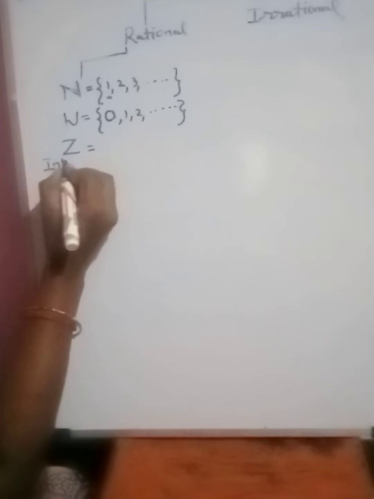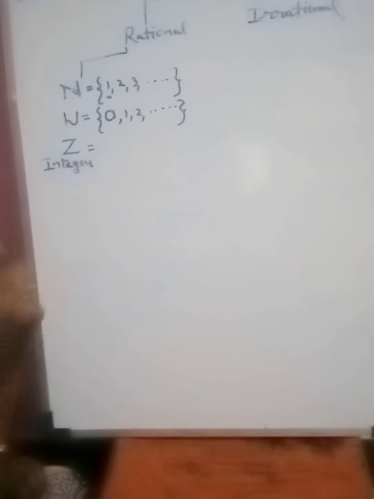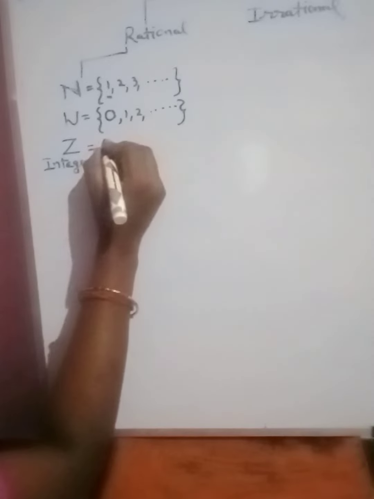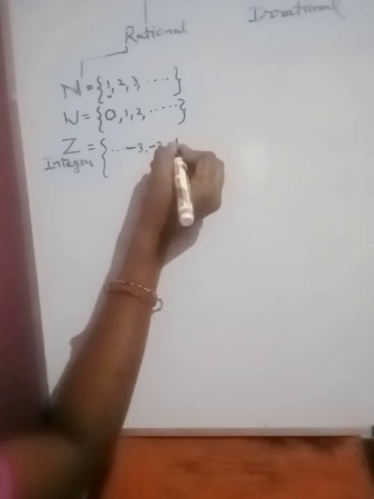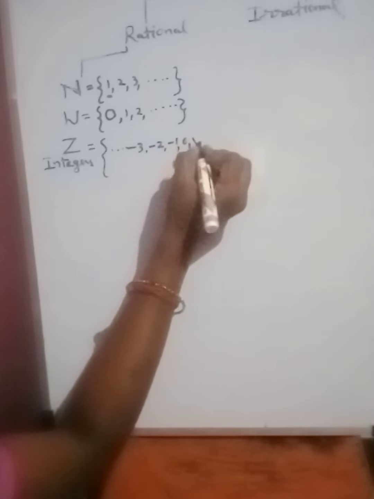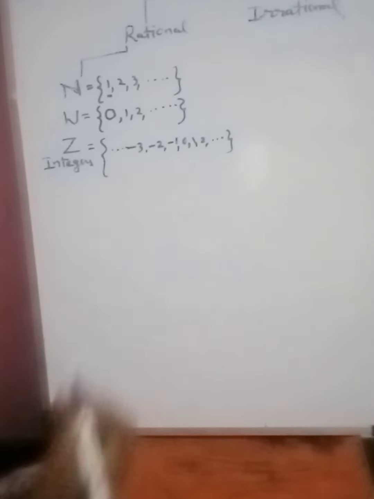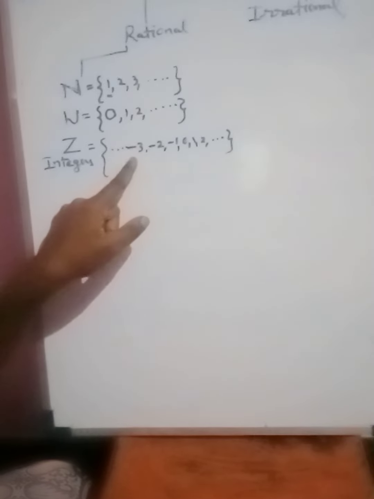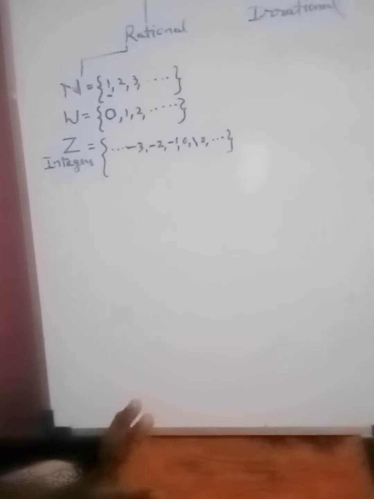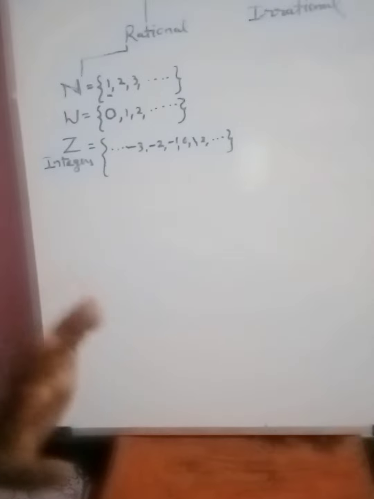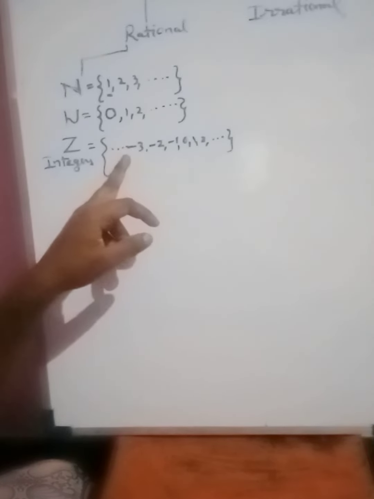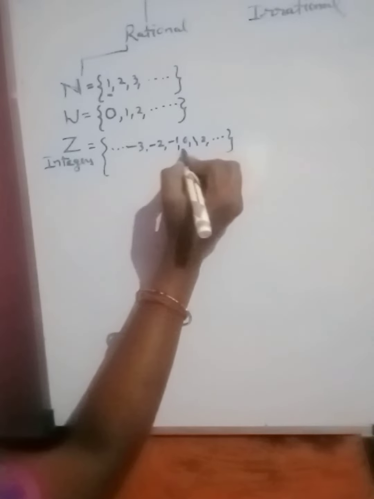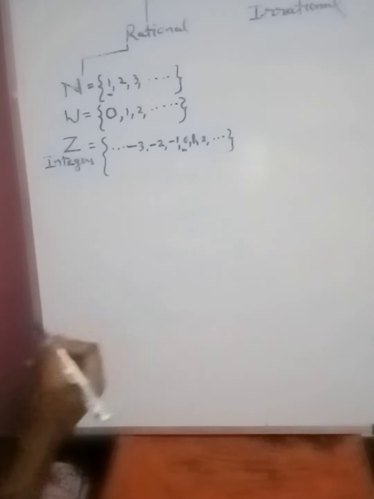Next is integers. Integers are represented by the letter Z. Integers are nothing but negative numbers: -3, -2, -1, 0, 1, 2, etc. So integers are negative numbers plus whole numbers. What is a whole number? A whole number consists of 0 and positive numbers. So integers consist of negative numbers, 0 and positive numbers.